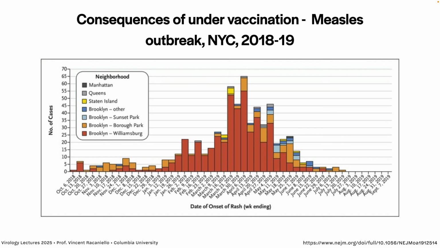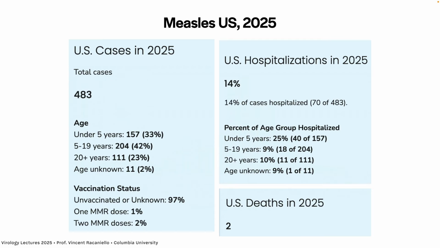Globally, there's a ton of measles. Anyway, this is Brooklyn, 2018-19, an outbreak. These are dates, onset of rash. The red is Brooklyn, the Williamsburg. It's an acidic community which did not immunize very well, so big outbreak there. This is the outbreak in the US currently. 483 cases, mostly 5 to 19 years of age, and 97% unvaccinated. We've had 2 deaths, and we've had 70 hospitalizations. Again, most of them 5 to 19 years of age.